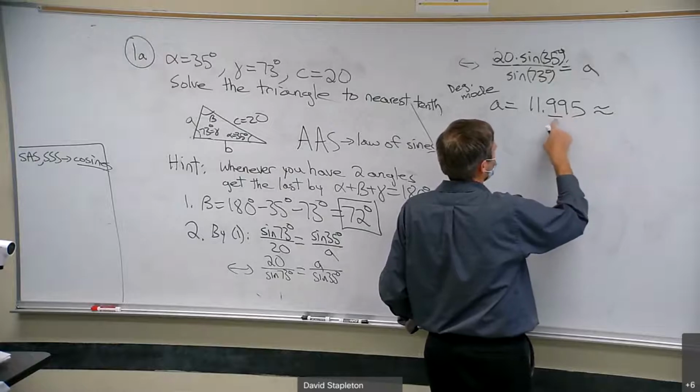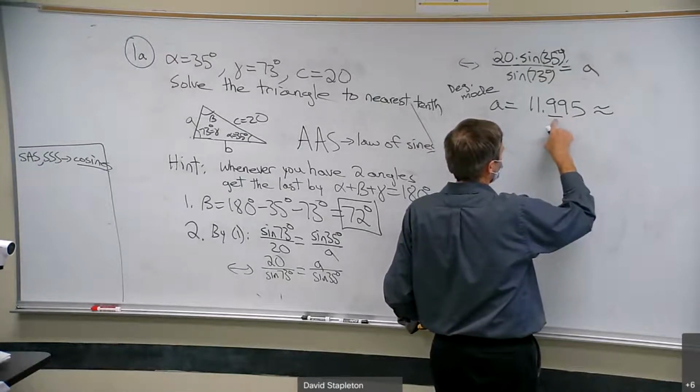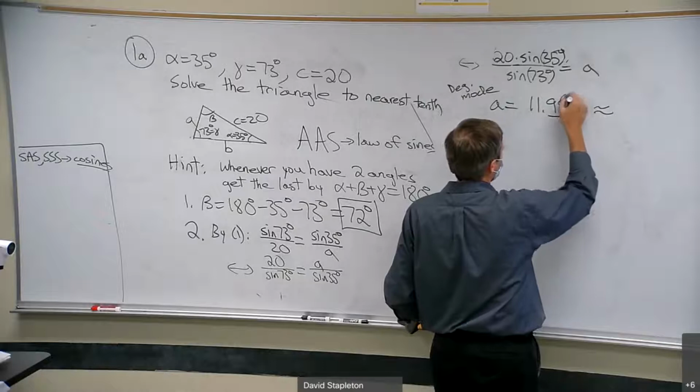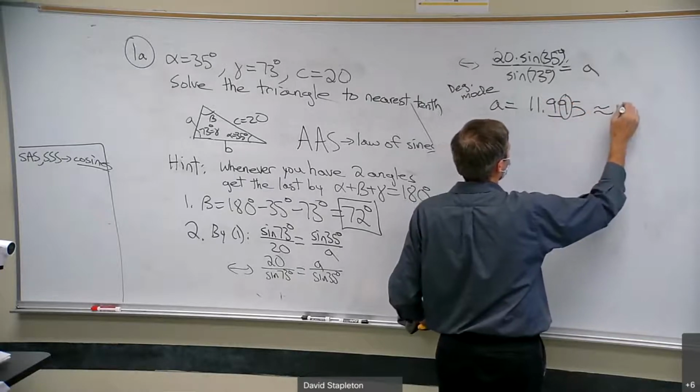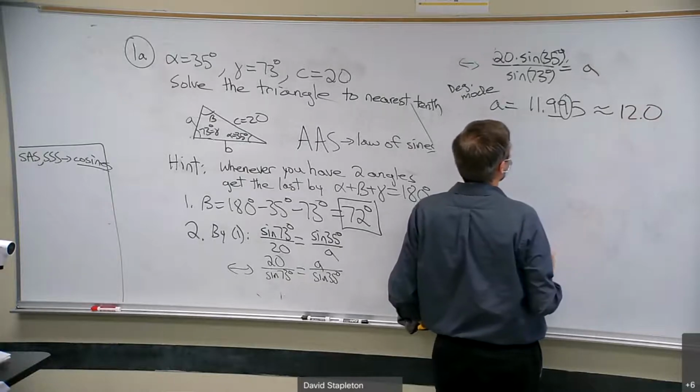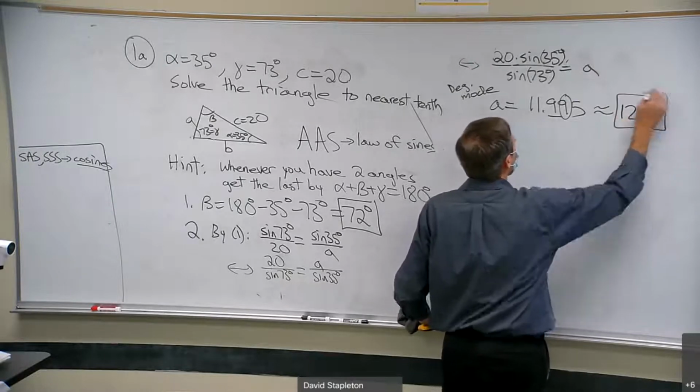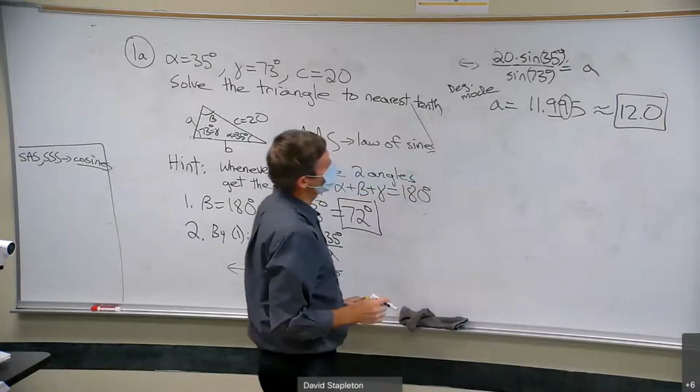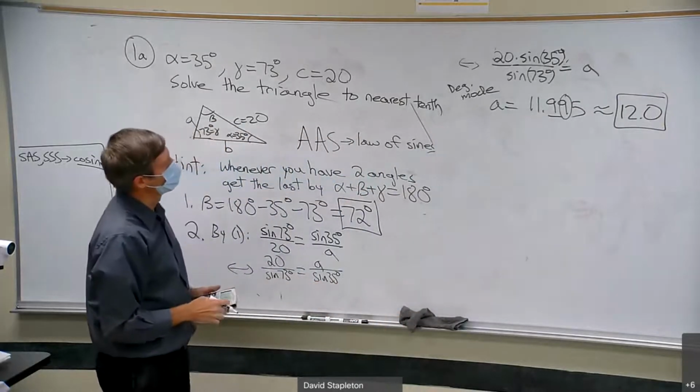Well, that means this digit right here. Since the next one is 5 or greater, I have to round up and call this 12.0. And you write down the 0 to show it's significant.